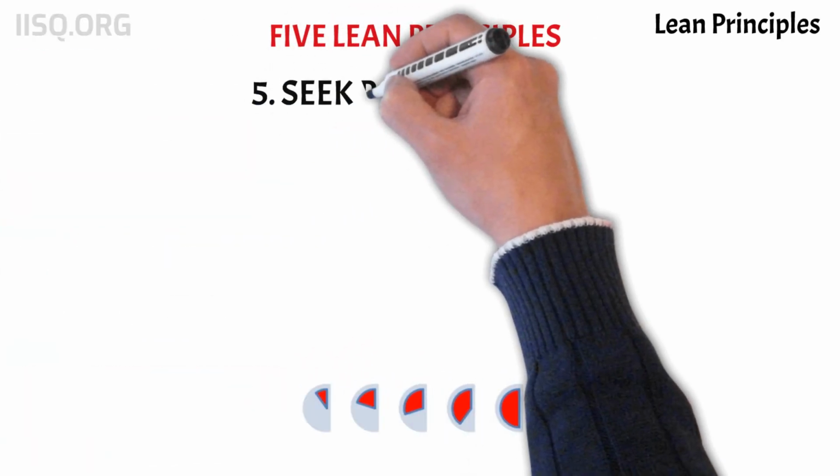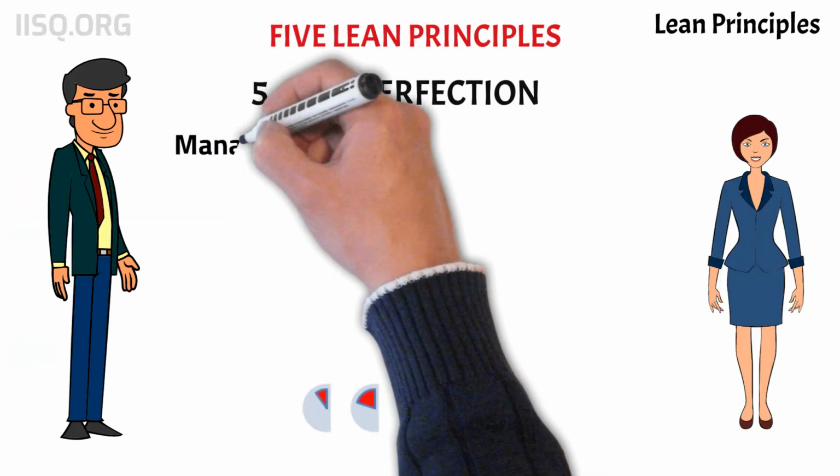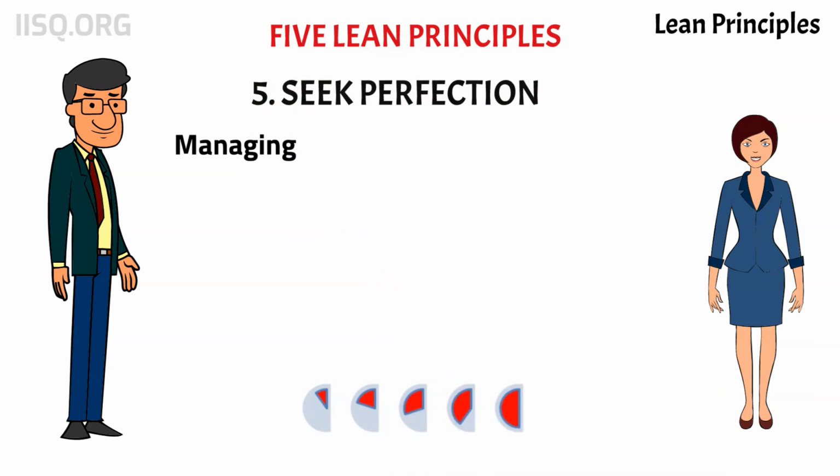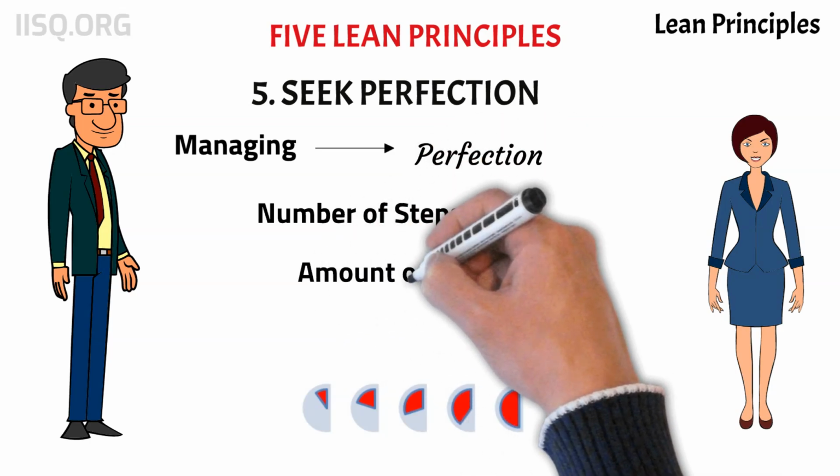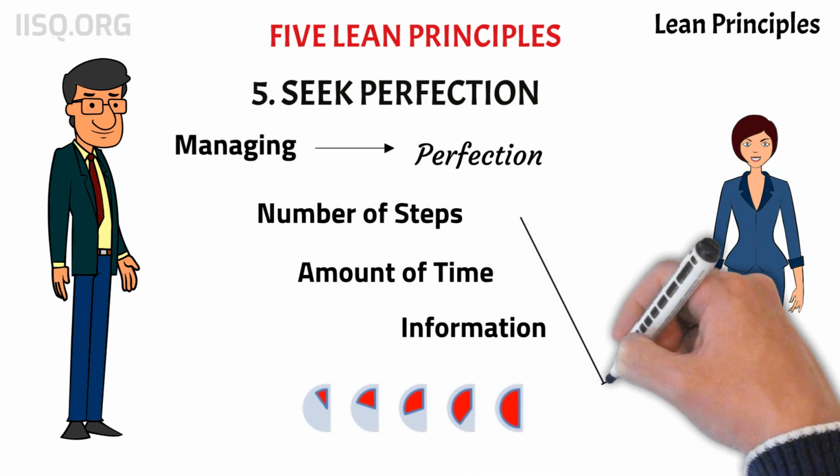5. Seek perfection. It advocates managing toward perfection, so that, while serving the customer, the required number of steps, and the amount of time and information continually falls.